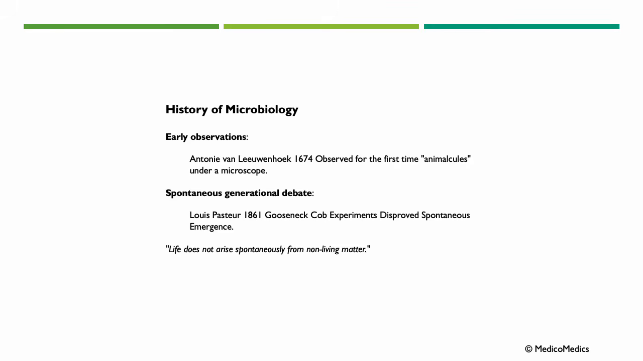Now, some brief history of microbiology. So we have some early observations made. We have Antoine van Leeuwenhoek. I have no idea if that's how you pronounce that, but let's go with that. Already in 1964, he observed for the first time animalcules under a microscope. And moving on, in 1861, Louis Pasteur did these experiments where he disproved spontaneous emergence. I'm not even going to pretend to know what that means, but, you know.